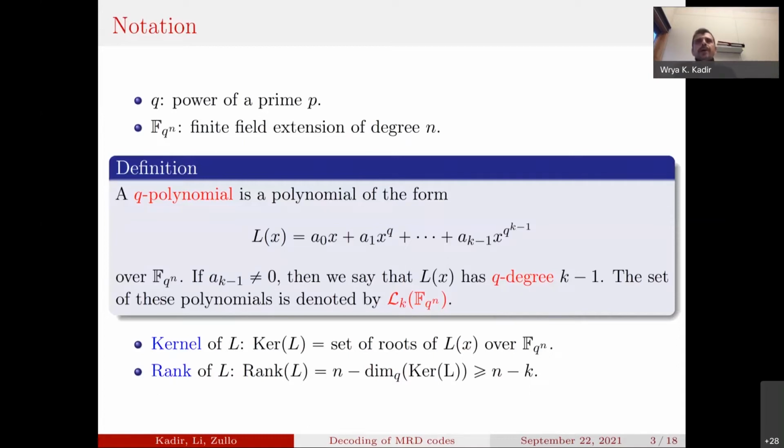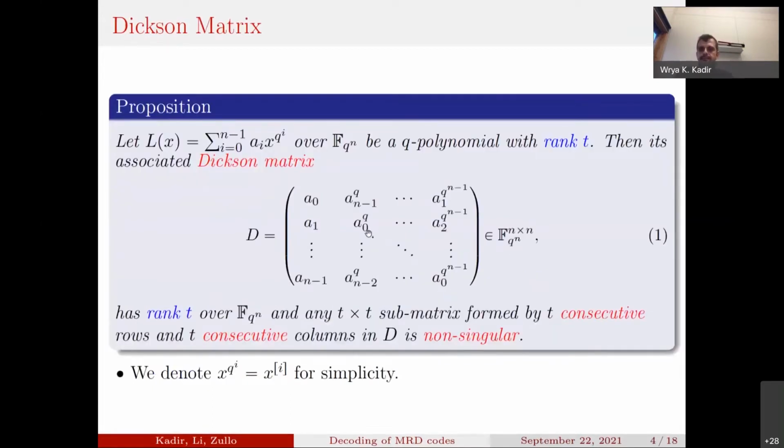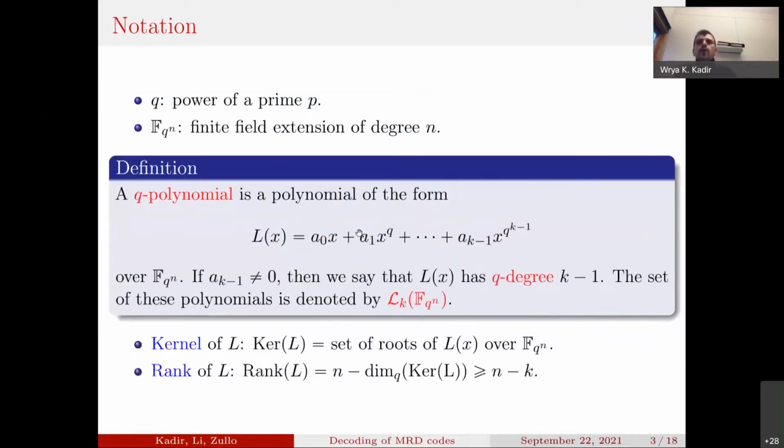Let q be a power of a prime, and we denote a finite field extension of degree n with F_{q^n}. We have a definition here. A q-polynomial or linearized polynomial is a polynomial of the form that can be seen here over F_{q^n}. If the coefficient a_{k-1} is not equal to 0, then we say that L(x) has q-degree k-1. And the set of all these polynomials is denoted as L_k(F_{q^n}). By kernel of L, we mean the set of roots of L(x) over F_{q^n}, and by rank, we mean n minus the dimension of its kernel.